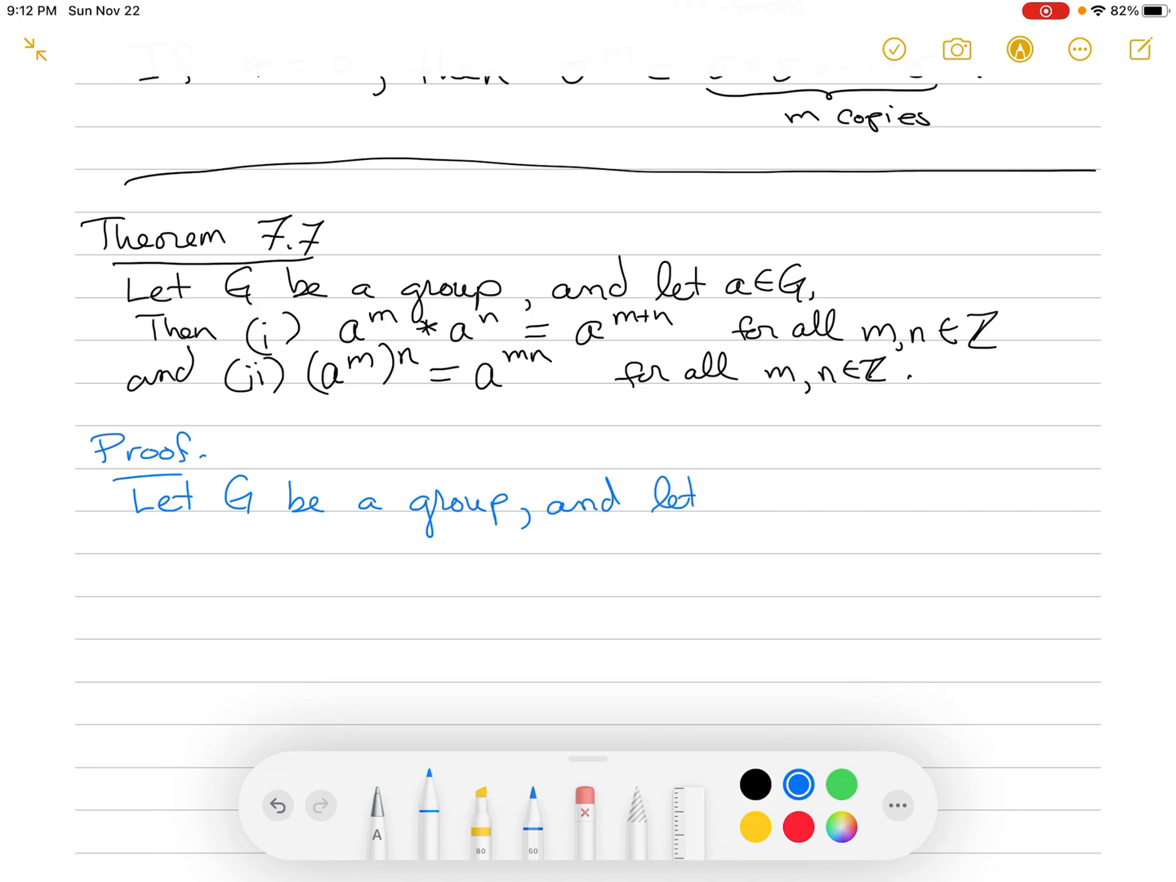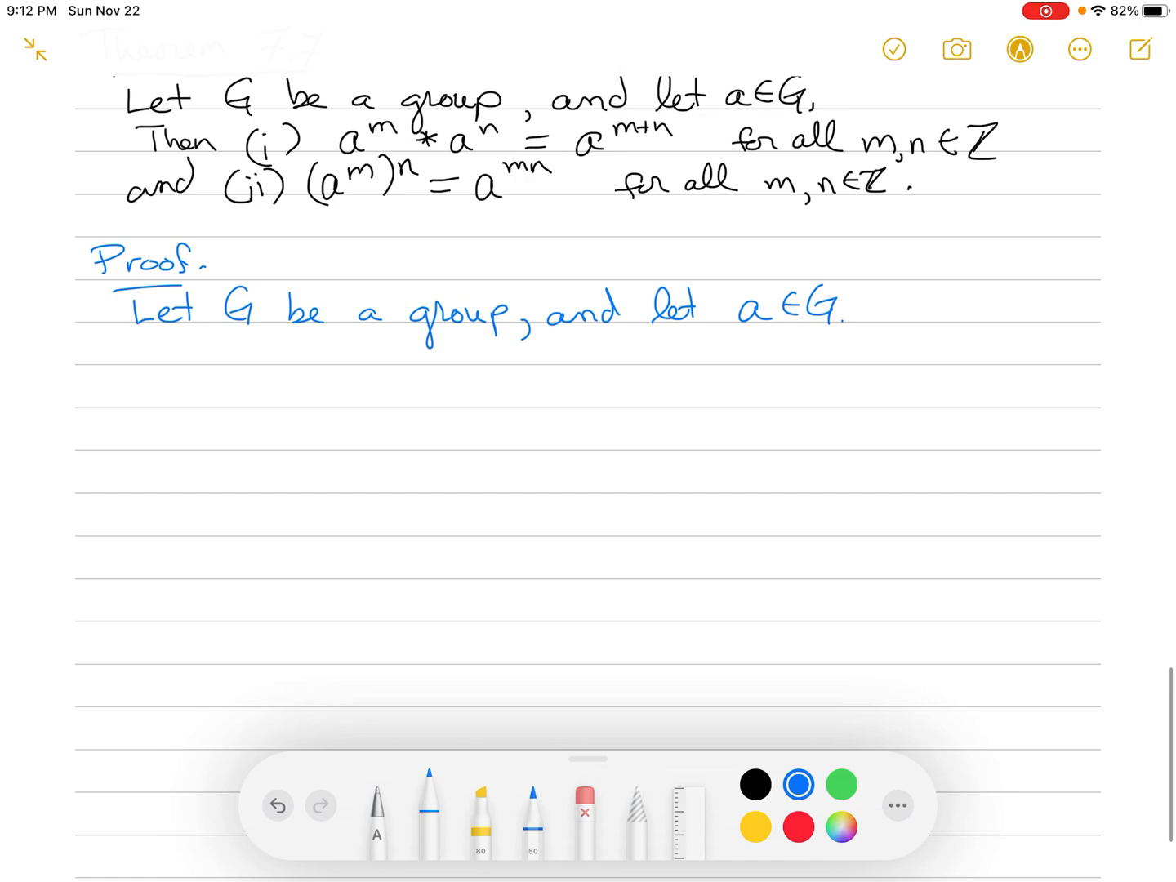And let a be an element of G. We're going to start with 1. So first, maybe I'll do both, positive and negative. Consider the case when m and n are positive integers.